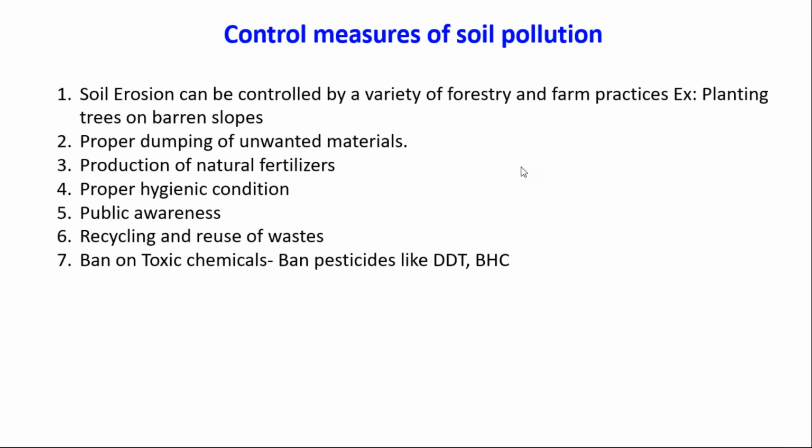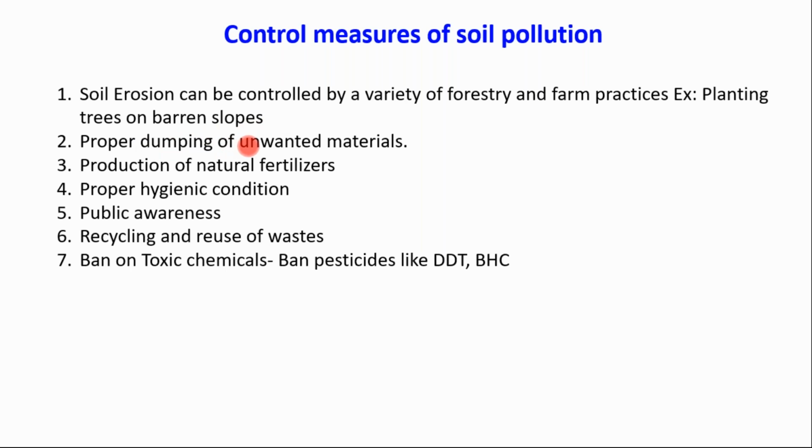So how to control these soil pollution? So there are different guidelines for controlling the soil pollution. Soil erosion can be controlled by a variety of forestry and farm practices. Example, planting the trees on barren slopes. So which can reduce the soil pollution or which can reduce the direct contact of these types of sources, which is called as anthropogenic activities, so that the burden or the soil erosion activity can be reduced.